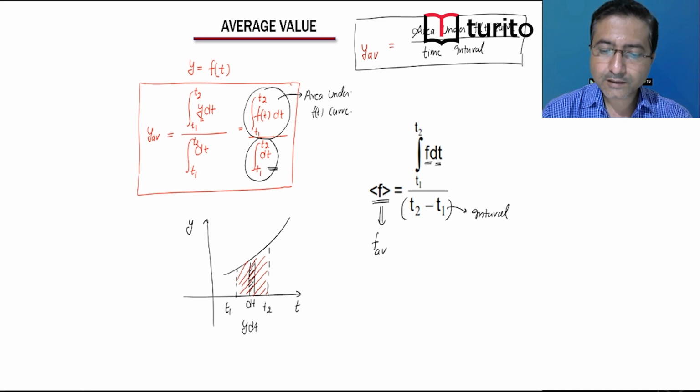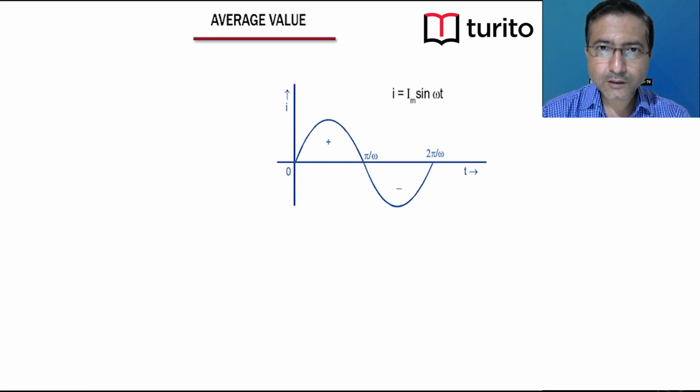So if the curve is given, we will get the area, and dividing by the interval, we will get the average value of the function. So I hope the definition of average value is clear. Now let's see one situation. I have taken a sinusoidal function. This is called a sinusoidal function. We may have a sine function, we may have a cos function over here.